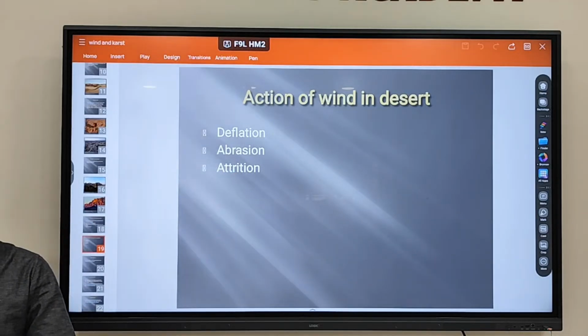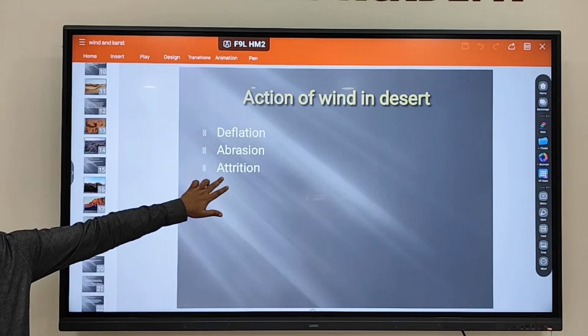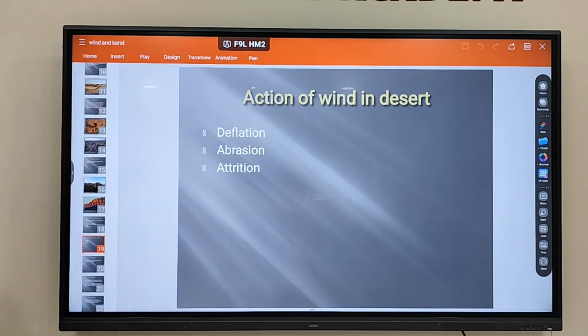So when wind is also carrying particles, these particles will collide with each other. When these particles collide with each other, what will happen? Attrition will happen. So that is what we call the attrition process. Deflation. What is deflation? We discussed wind picking up particles and taking them away to another location. That is called deflation.